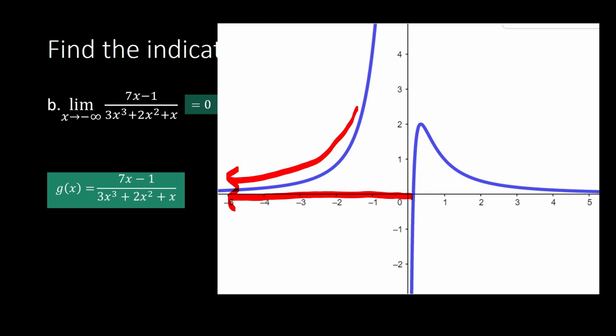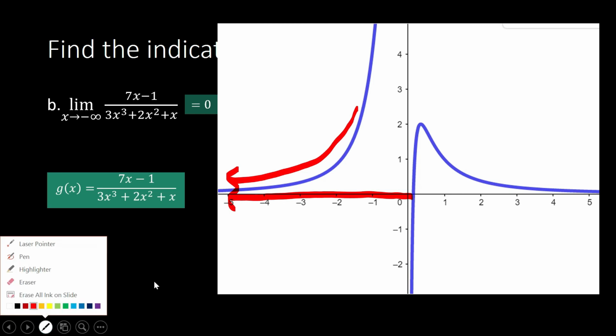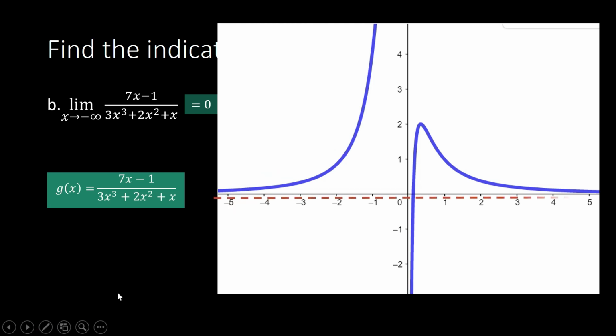It has a bound. It is bounded by what? It is bounded by this invisible line, which you know is what we call the horizontal asymptote. What is that horizontal asymptote? It's the line y is equal to 0.